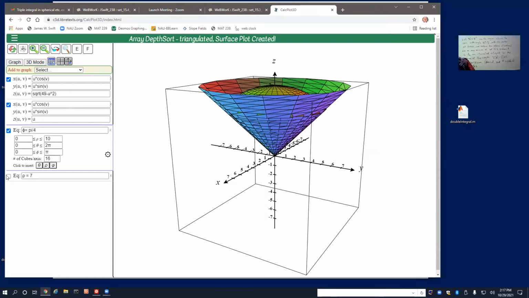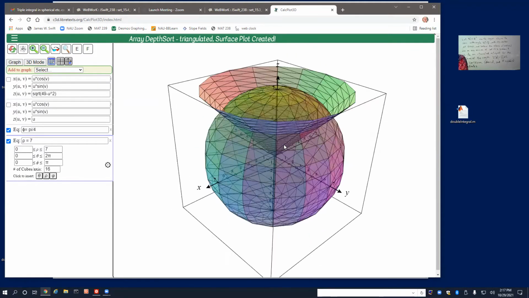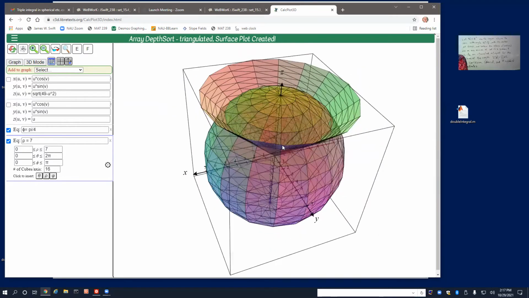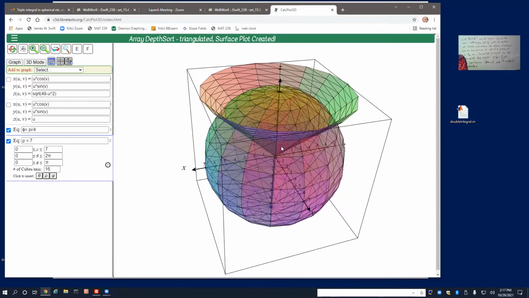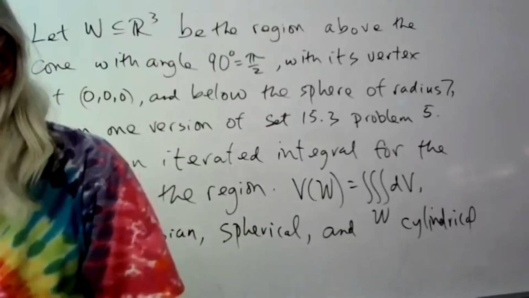A little bit hard to see if we just look at these two. It might help to look at the transparency. You see, the region is inside the sphere and above that cone. All right. Stop sharing.